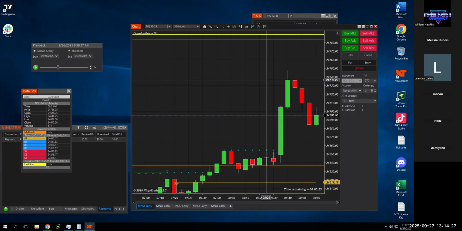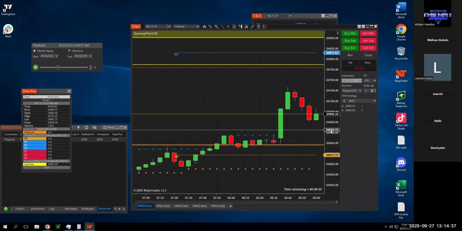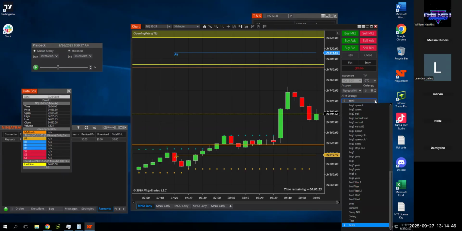Anybody got any other questions while we're here? No, I'm good. I think this one I'm just going to practice this, what do you call it again? The ATM strategy on the minis. Yeah, ATM practice.